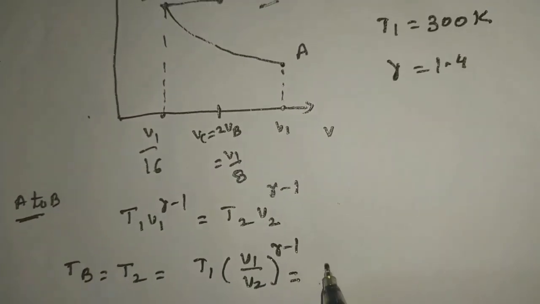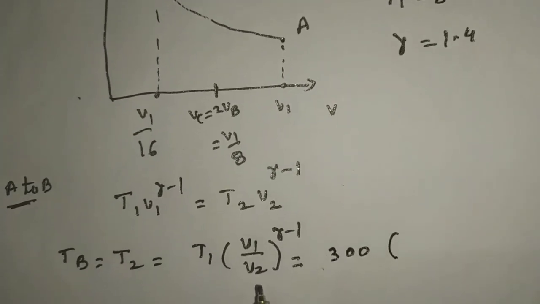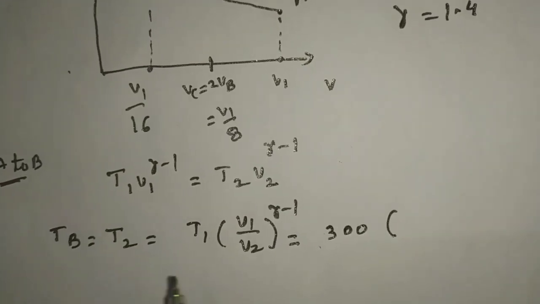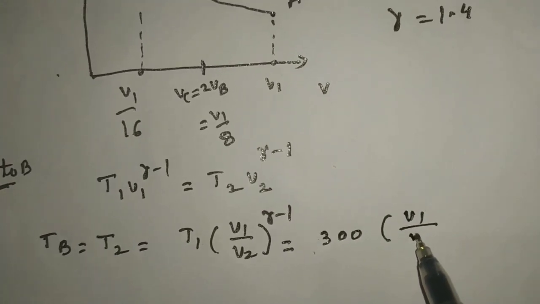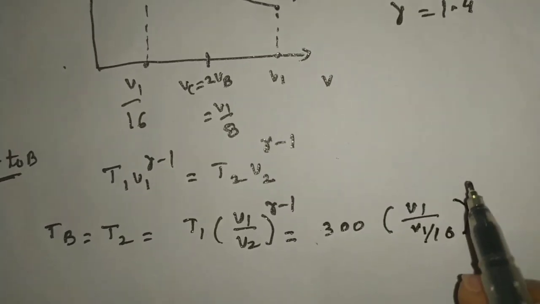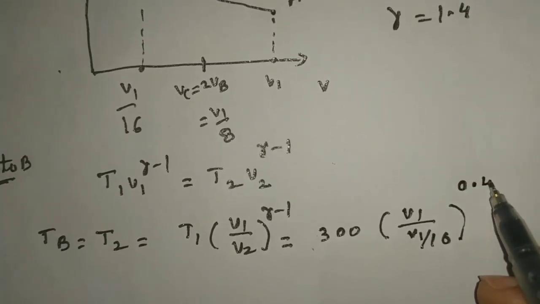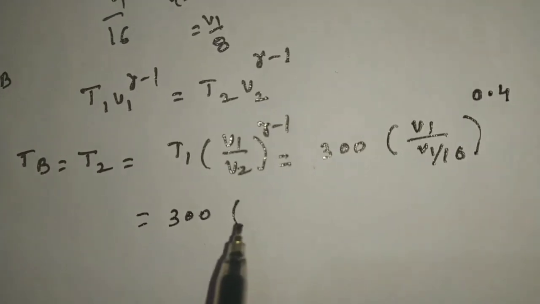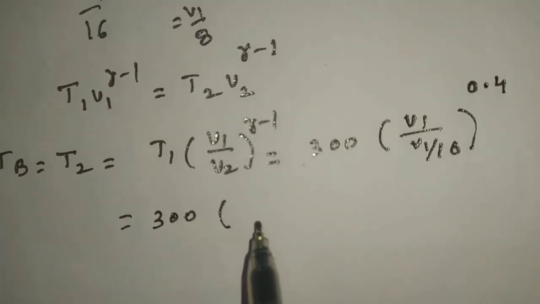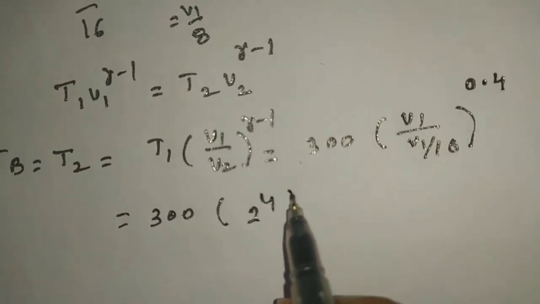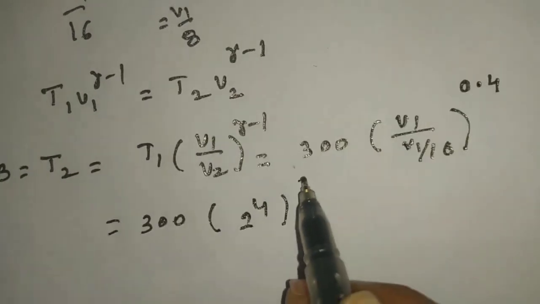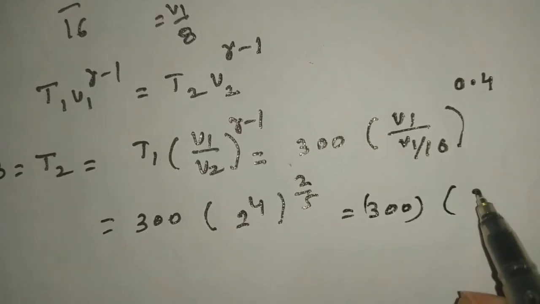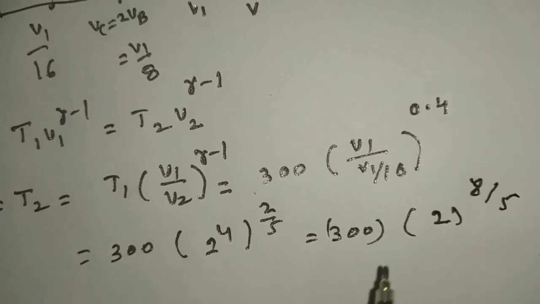So, T2 is equal to 300 into V1 divided by V2, and V1 divided by V2 is 16, so 300 into 16 whole power gamma minus 1, that is 1.4 minus 1 means 0.4. So, that is 300 into 16 in numerator, 16 means 2 power 4, whole to the power of 0.4, which is 2 to the power of 8 by 5. That is equal to 300 into 2 to the power of 8 by 5. This is up to B.